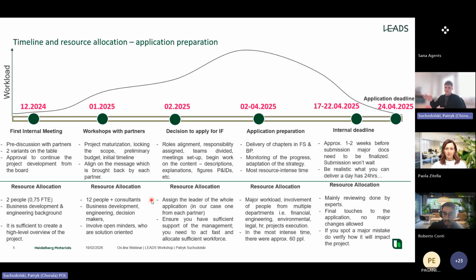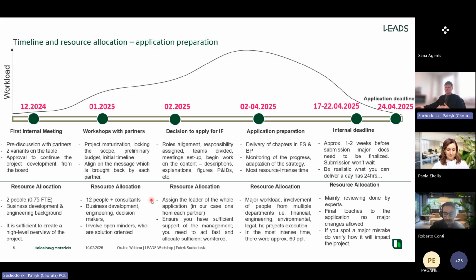And between the 17th and 24th of April last year, there was a period of one to two weeks where you are doing only minor changes to your application. You're checking whether the application is consistent throughout all the chapters, whether you haven't missed anything, and whether there are any major issues, and trying to identify them as soon as possible, because let's be realistic, you have only 24 hours in a day. You wouldn't be able to deliver much more within a one or two week time span.